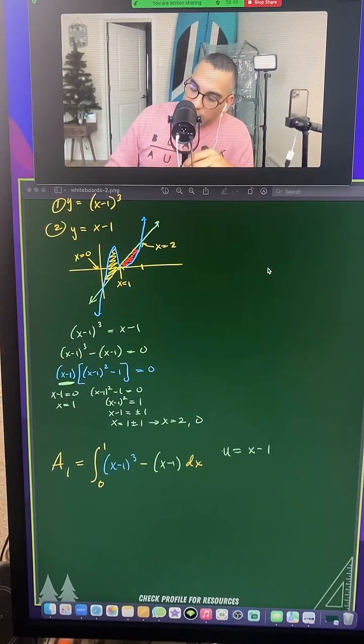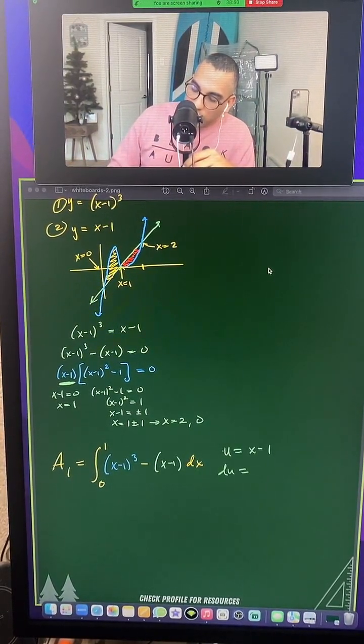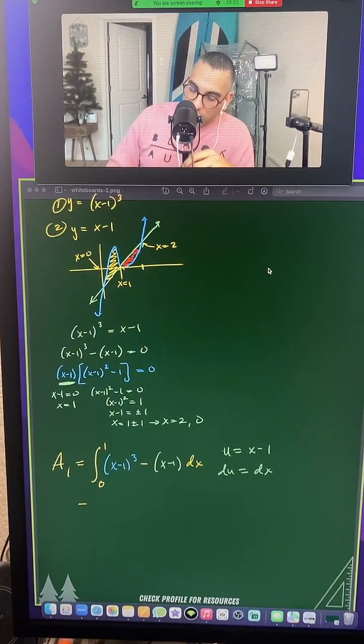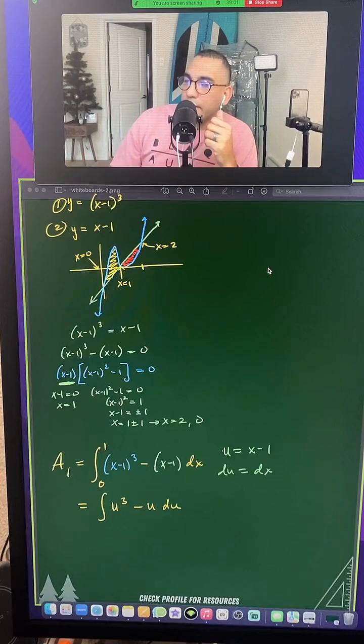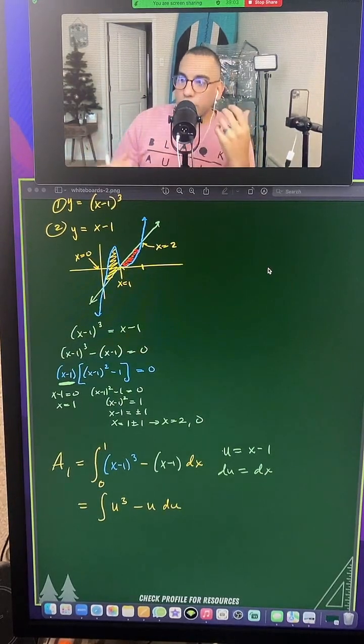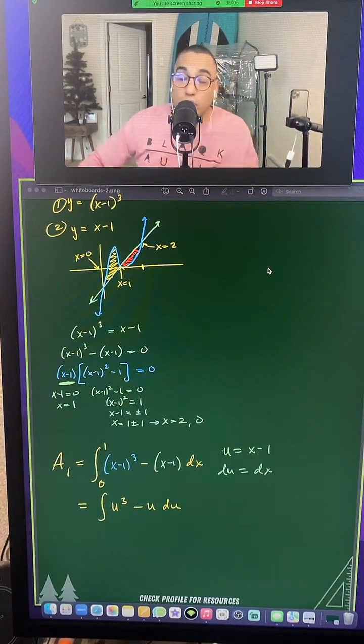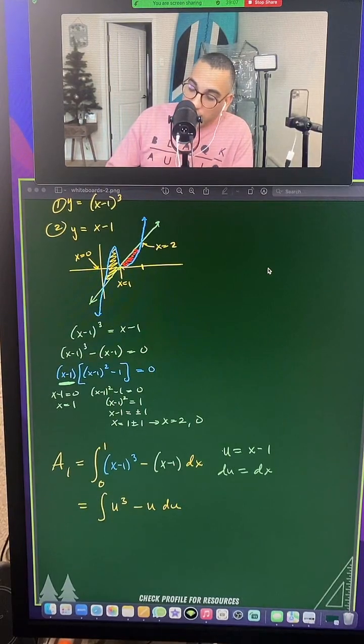U is equal to x minus 1. Du is equal to dx. And now I'm going to have a new integral. I'm going to have u cubed minus u du, but my parameters are going to change, okay? Because now we're in the u universe. Now we're integrating in terms of u. So what we're going to do is we're going to change it.